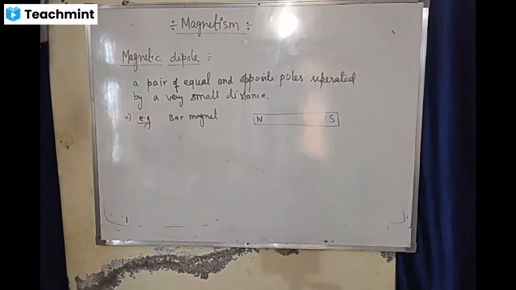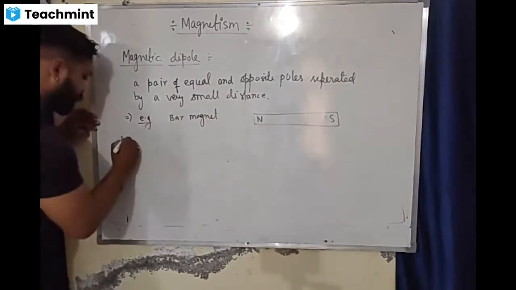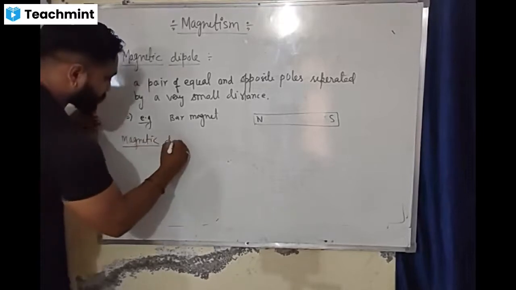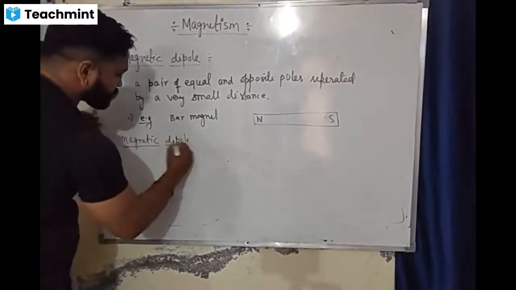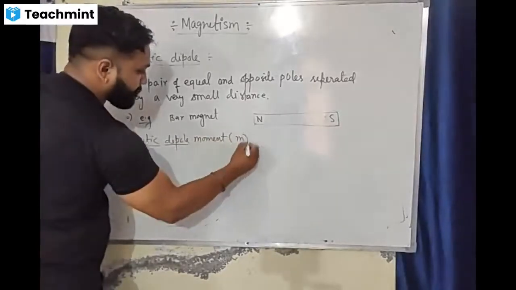Now if we want to find out what is the strength of this magnetic dipole, that strength of the magnetic dipole can be denoted by another parameter, and that is known as magnetic dipole moment, and it is denoted by M.